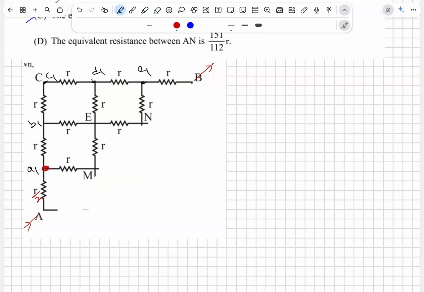R by 2, R by 2, R by 2, R by 2, R by 2, R by 2. This is a known circuit for us. How do I know this? I think you will free this junction. When you free that junction, the whole combination is R by 2, R by 2.